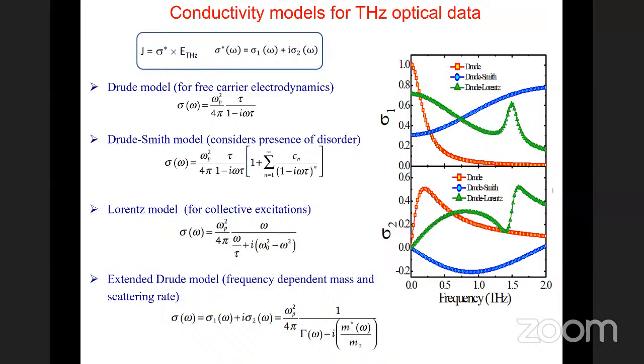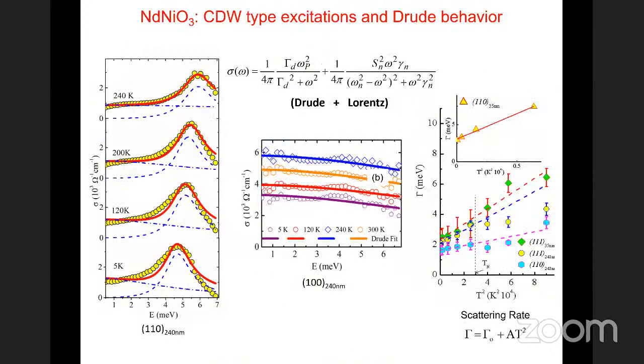So we evaluated our samples, for example, NdNiO3, in which we had this CDW kind of peak, and one in which it was a featureless conductivity. So we extracted both the Drude part of conductivity and the Lorentz part of conductivity, and the other one in which we don't have any CDW transition. We see that this is clearly Drude kind of conductivity.